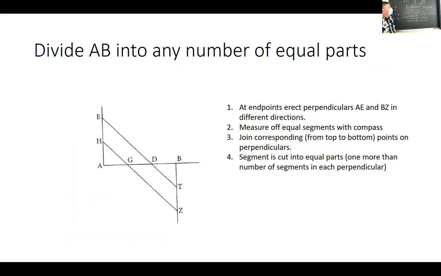Okay. I've mentioned this one before, dividing an interval into an equal number of parts. So you're given AB, and let's say you're asked to divide it into 3 equal parts. Well, you put in the perpendiculars opposite each other. You know how to do that from the previous problem. And then you just get your rusty compass and you mark off equal lengths there and equal lengths there. And then you just go top to top, like this. And the segment is cut into equal parts.